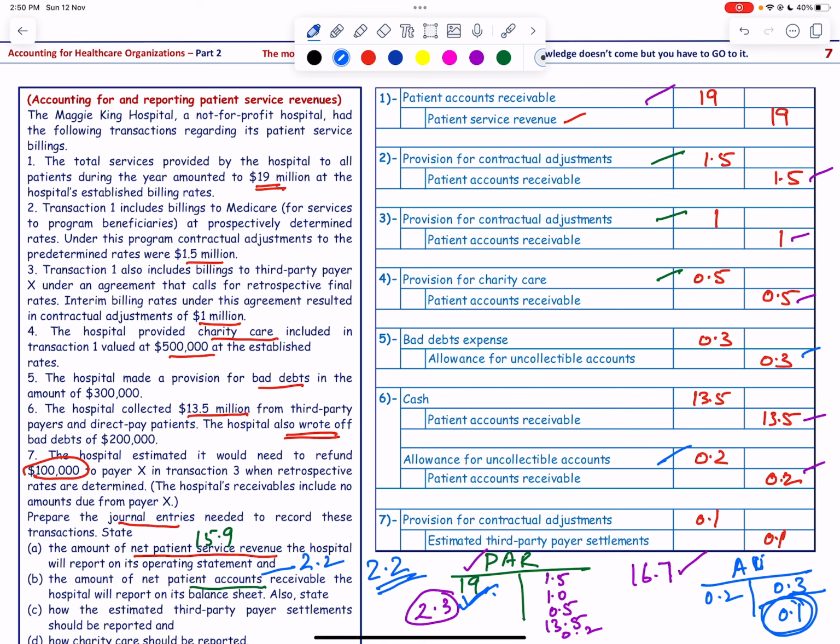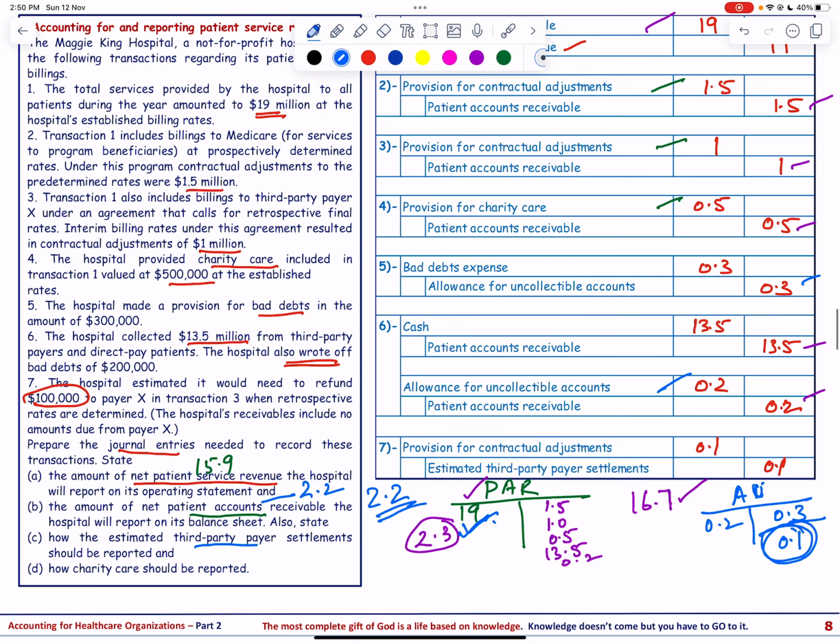Then we have to determine the estimated third party payer settlement, how the settlement should be reported, and how charity care should be reported. So the estimated third party settlement, if you can see, was 100,000.